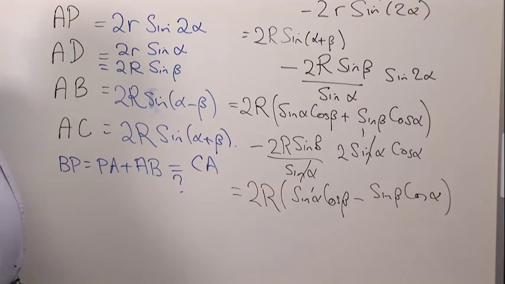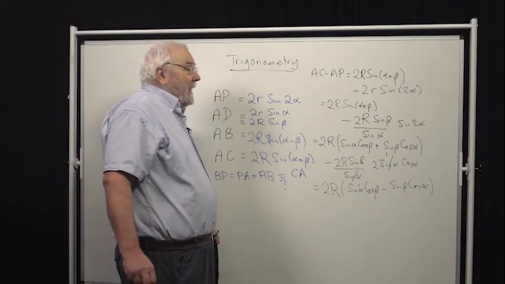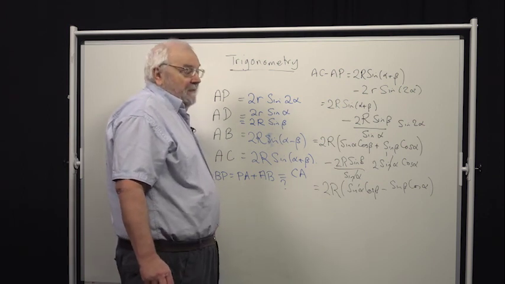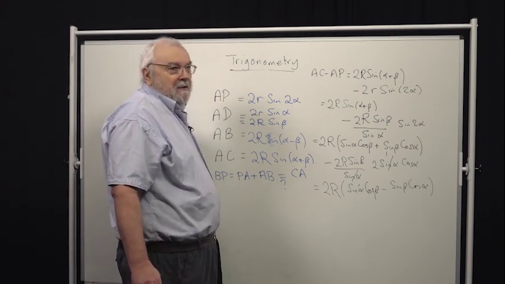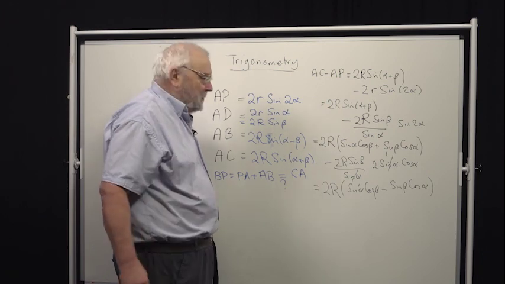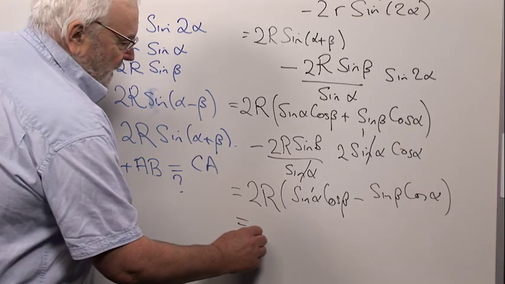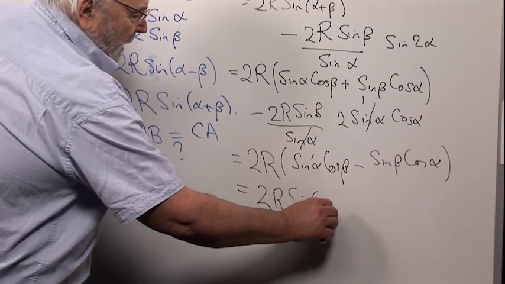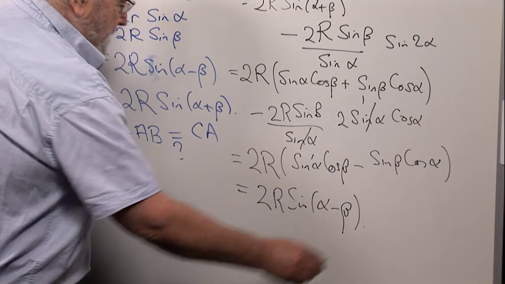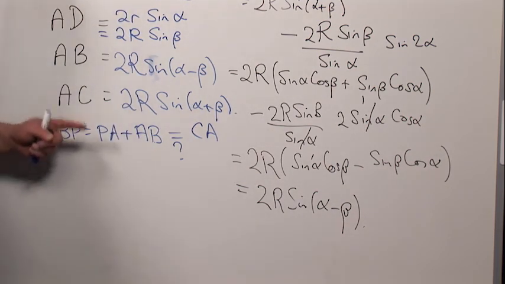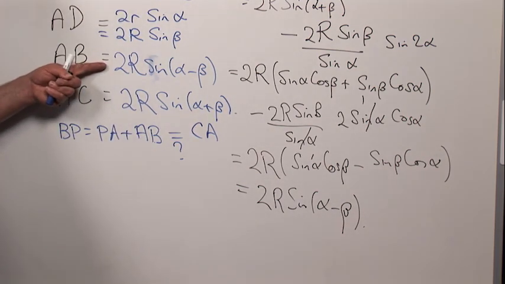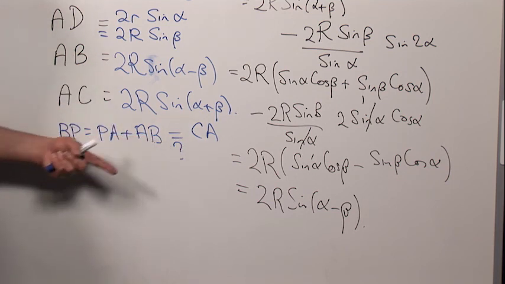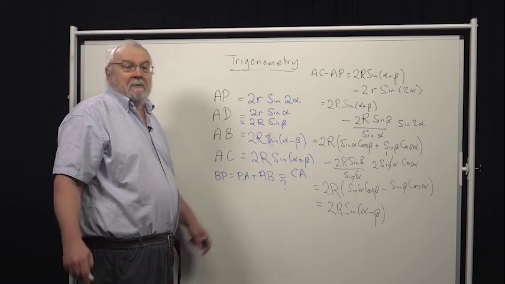But we can use that formula for the sine of alpha plus beta again, but replacing beta by minus beta and using the fact that the sine of minus beta is minus sine beta. You have to know this trig stuff. And so this is equal to 2r sine of alpha minus beta. But that's AB. And so we've established this equation. So the trigonometry has done it all for us, and we have another solution.